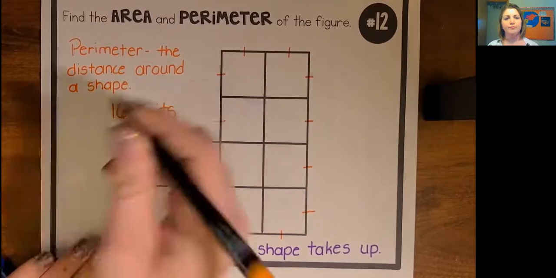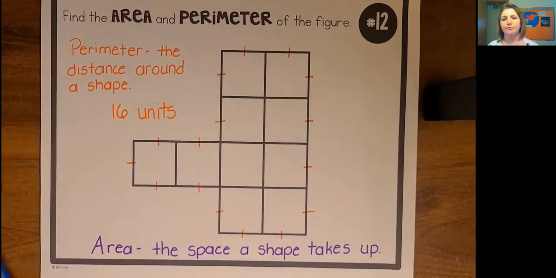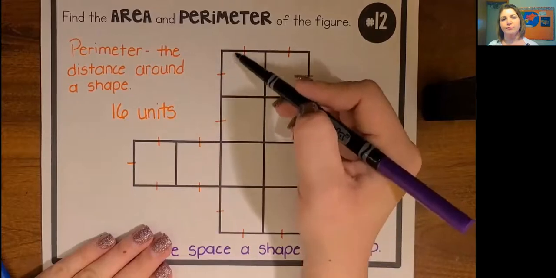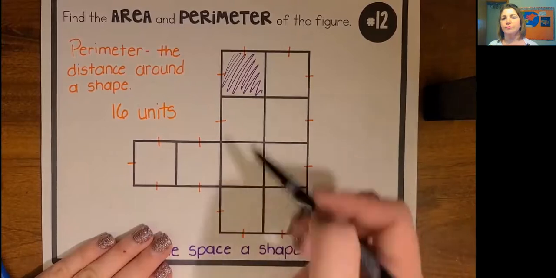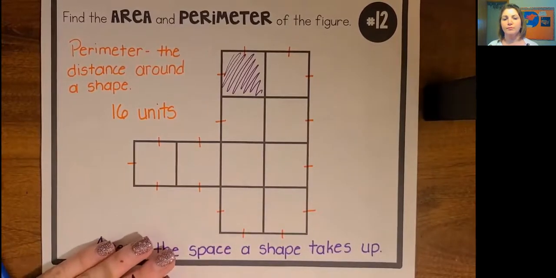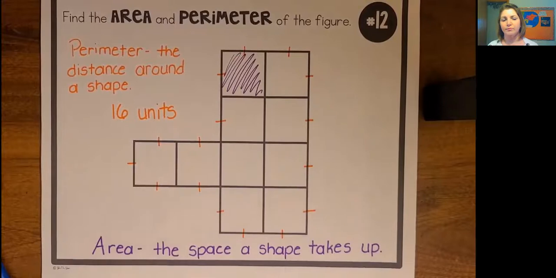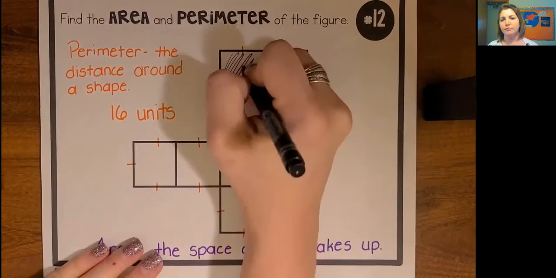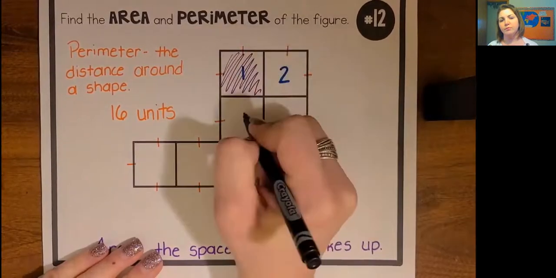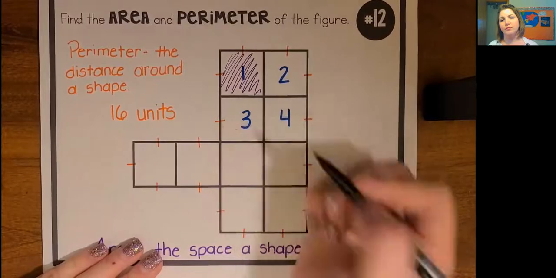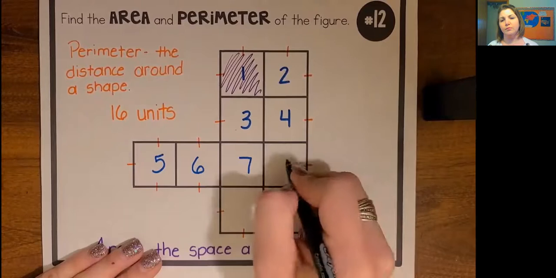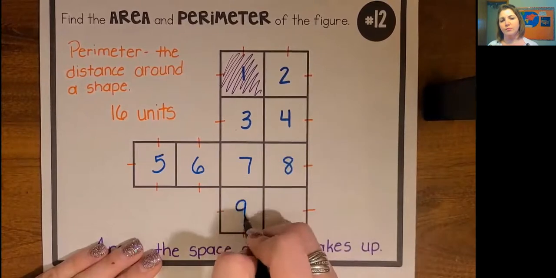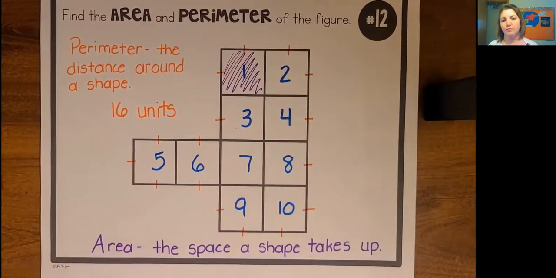Now, if I'm going to find the area of this shape, now remember, area is how much space the whole figure takes up. This time, all we're going to do is count inside of the blocks. Are we ready? 1, 2, 3, 4, 5, 6, 7, 8, 9, and 10.